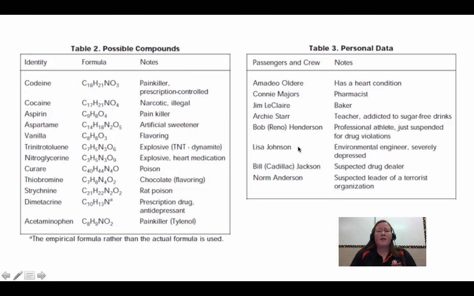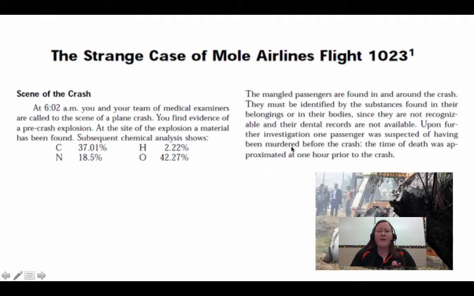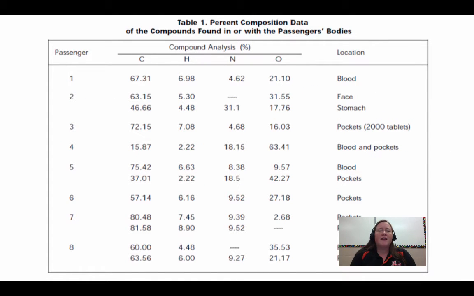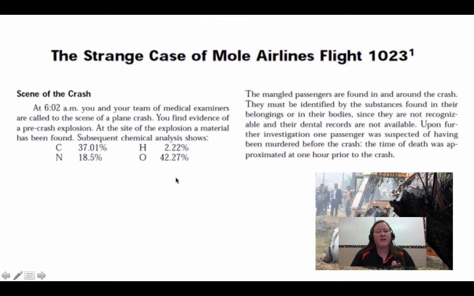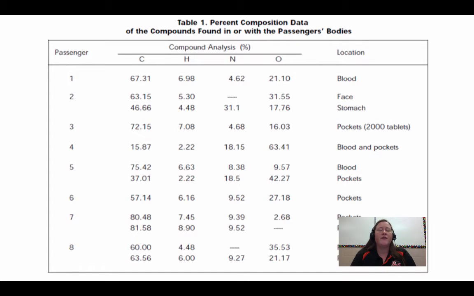One thing that I want to look at here is we found the identity of this first substance, 37.01% carbon, 18.5% nitrogen. Look closely at the passengers and what the contents are. There is a passenger who has that same compound analysis found in his or her pockets. And that passenger is passenger number 5. TNT. The same percentages as what was found on site. So this was found on site. It was also found in the pockets of passenger number 5.